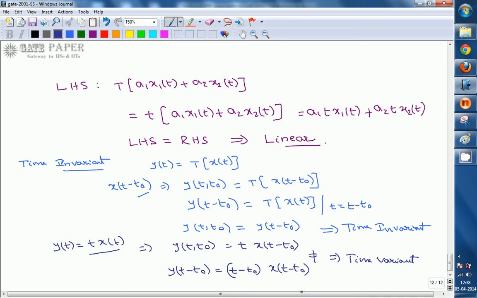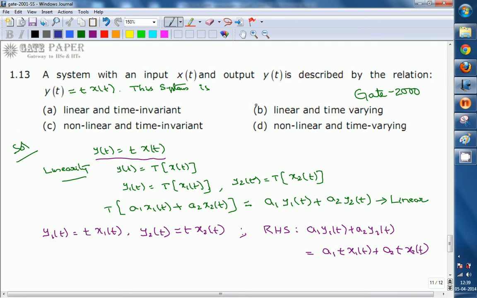Now we will check the options. Out of the given options, the system is linear and time varying. So this is the answer, the second option, B. Option B is the correct answer.